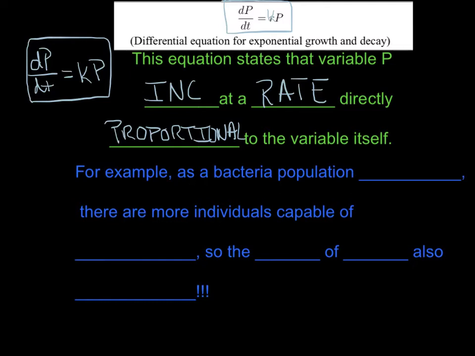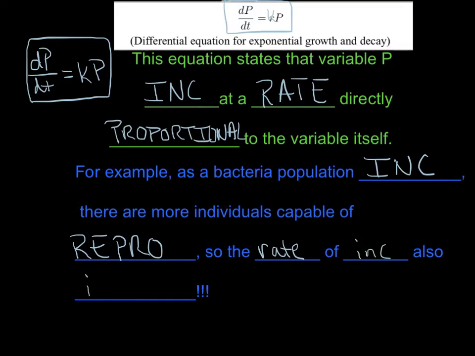And sometimes that's a lot of jargon, and it doesn't quite sit in. But I want you to think of a real life example. Maybe we're talking about bacteria population, and we're saying that as bacteria population increases, there are more individuals capable of reproduction, so that the rate of increase now also increases. And when I saw that example, it just made a lot more sense and kind of brought this particular Diffy Q to life for me.